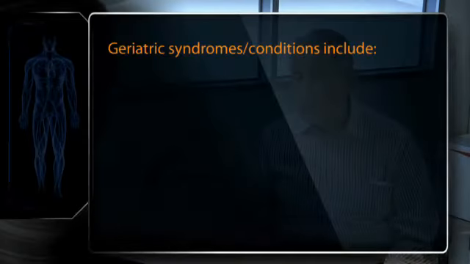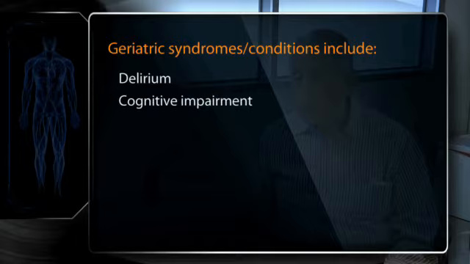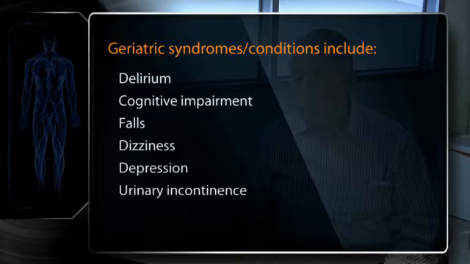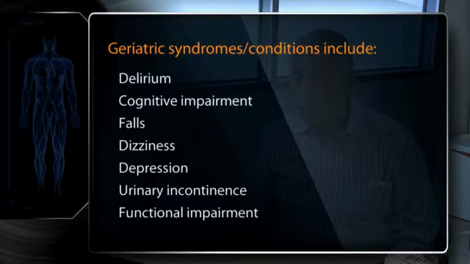Therefore, managing the increasing number of interrelated conditions common to older patients calls for recognizing the symptom clusters typical of different geriatric syndromes. Geriatric syndromes or conditions include delirium, cognitive impairment, falls, dizziness, depression, urinary incontinence, and functional impairment. Clinicians need to learn about these syndromes because one symptom may relate to several others in a pattern unfamiliar to the patient.